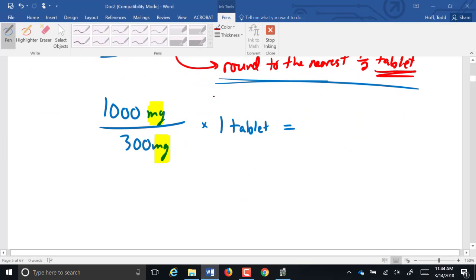Now, we divide out, of course, the milligrams cancel. 1,000 divided by 300 is 3 1/3.